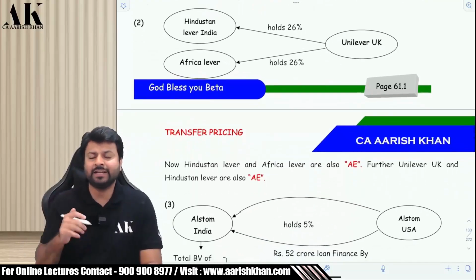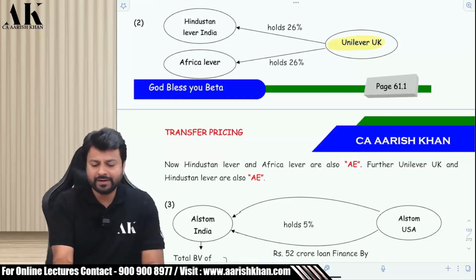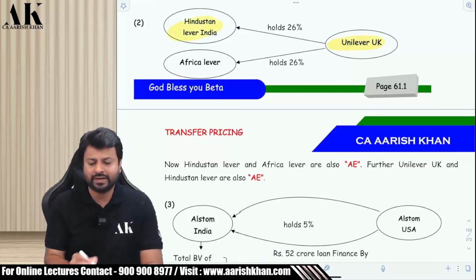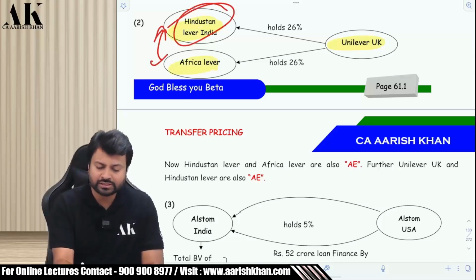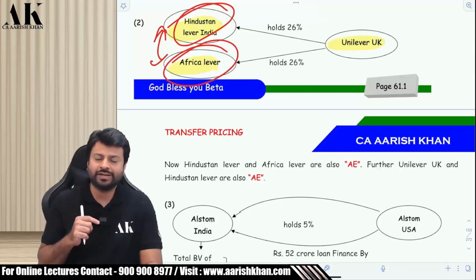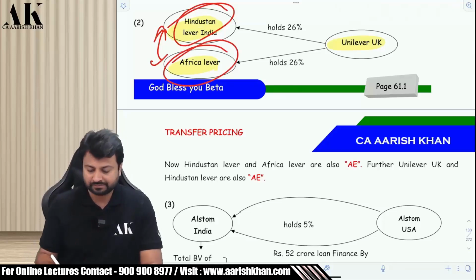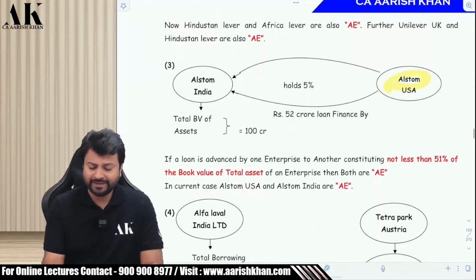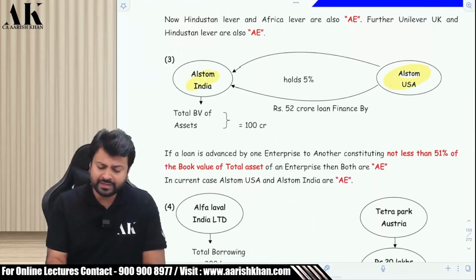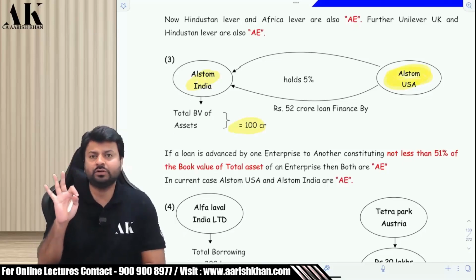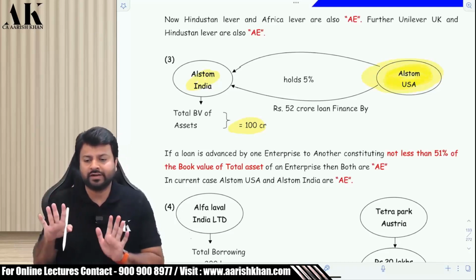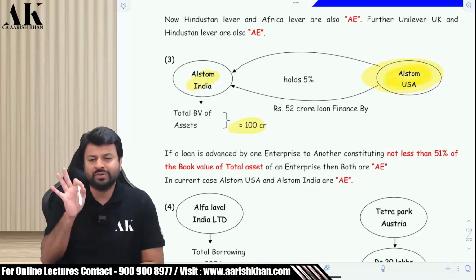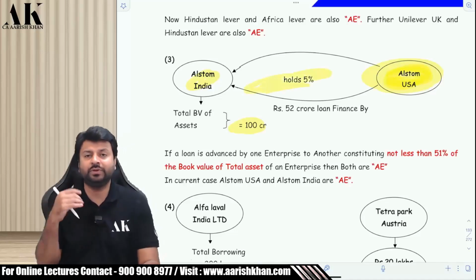Second case, there are around 10-11 cases over here. When one entity holds 26% of the equity in one entity and 26% of the equity in another entity, then these two entities are also considered to be associate enterprises. Check it please. Third one, when one entity's total book value of asset is 100 rupees and at least 51% of the total book value of asset is financed by the other entity. I have a book value of asset of 100 crore and you are financing me at least 51 crore rupees out of it, then we both are also deemed to be associate enterprises.